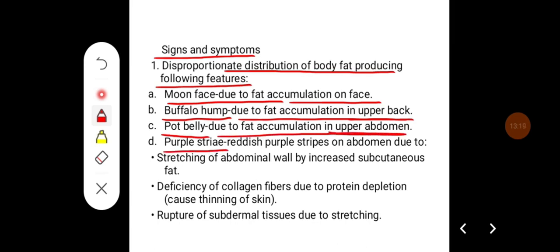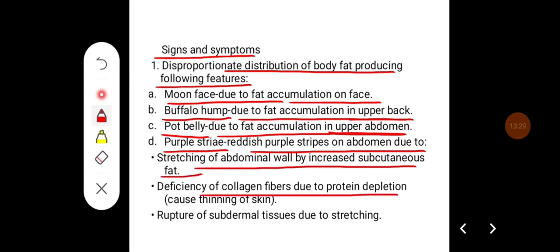Purple striae are seen, which are reddish purple stripes on the abdomen due to the stretching of the abdominal wall by increased subcutaneous fat. It is also due to the deficiency of collagen fibers from protein depletion, which causes thinning of the skin, and this also occurs because of the rupture of subdermal tissues due to the stretching.